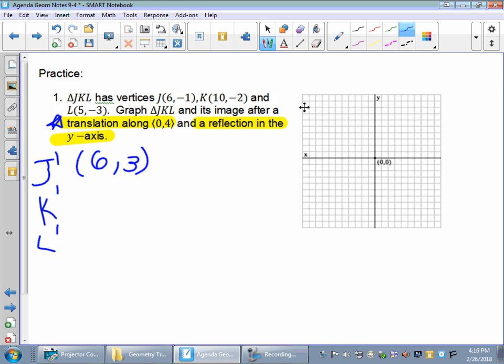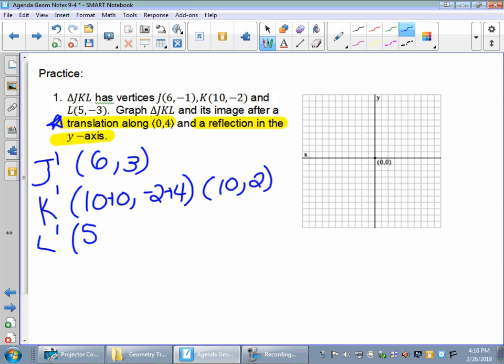For K prime, if we followed our rule, if I plugged it in here and said 10 plus 0 and negative 2 plus 4, you are all going to be like, yes, Miss Markle, we know this. It gives me 10, 2. Thanks for showing your work, though, because work's important. Now for L prime, of course, I can do the same thing. 5 plus 0, well, that's still just a 5. And then if I did my negative 3 plus a 4, that's going to give me a positive 1. I know you guys know how to do this. That's why I only showed work for one. Of course, I would love if you showed work for all of them, because then I can actually pretend that I can read your minds.